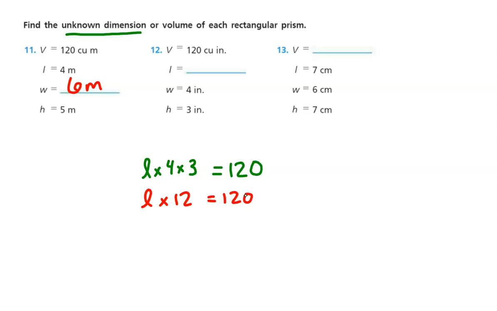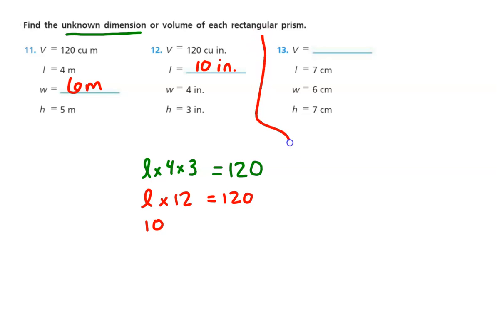I hope you guys recognize right away probably what your answer is. What times 12 is going to equal 120? Well, that should just be 10. So that means then that my answer here is 10 inches. And just to check to be sure, 10 times 4 is 40, and 40 times 3 is 120. So I did that right.